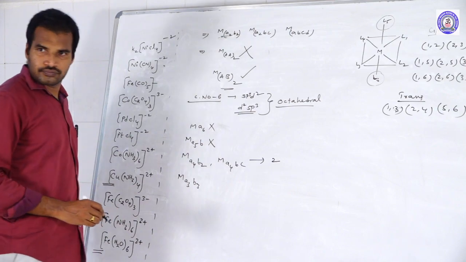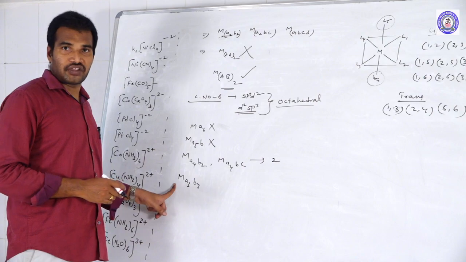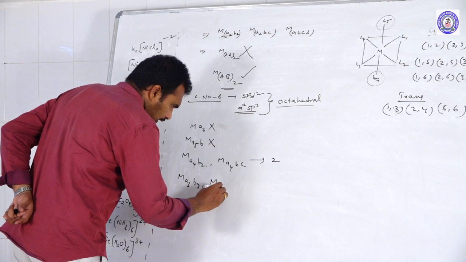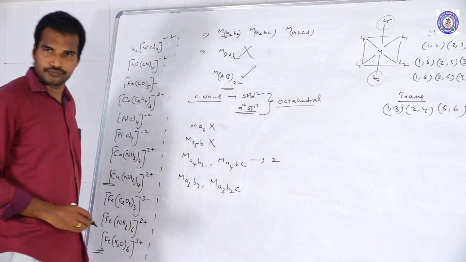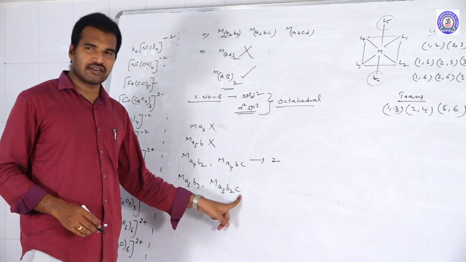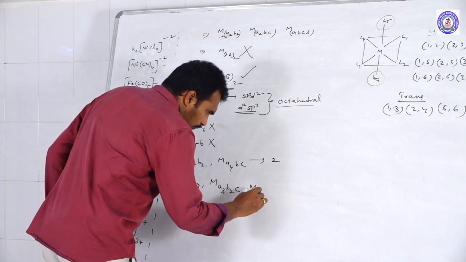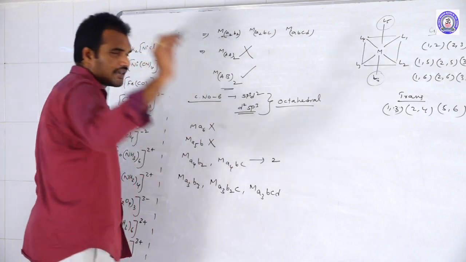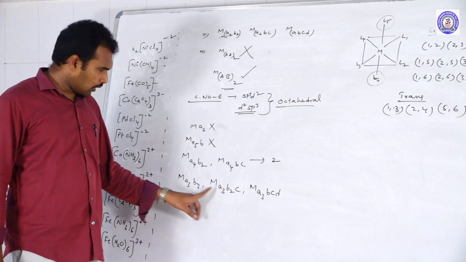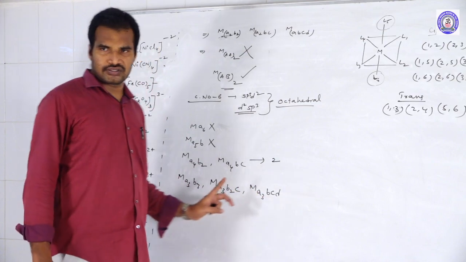MA3B3 can show. This is what is called meridional and facial. I will tell you. Next one, MA3B2C. See, 3 ligands are same, and out of the remaining 3, 2 are same and another one is different. And MA3BCD, all 3 are different. First of all, MA3B3. Next, MA3B2C, where out of 3, 2 are same and the third one is different. Next, all 3 are different.